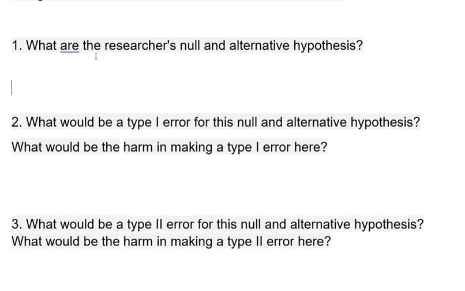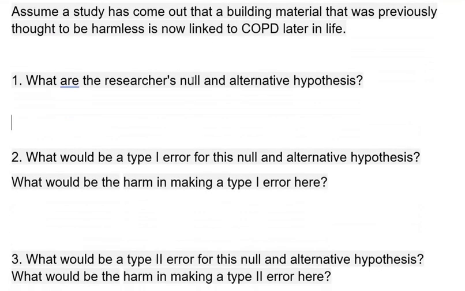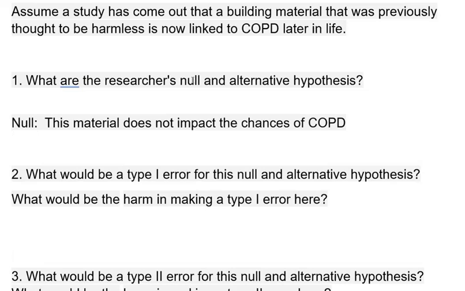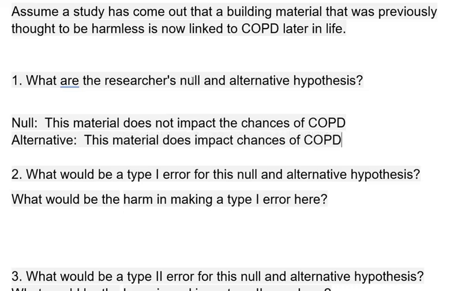So before we do that, we have to identify the researcher's null and alternative hypothesis. So for my made-up example, the null hypothesis is that this material does not impact the chances of COPD, because the null hypothesis is the no effect model. The alternative is that this material does impact chances of COPD. And specifically, they're saying it's linked to COPD, which implies greater chances.